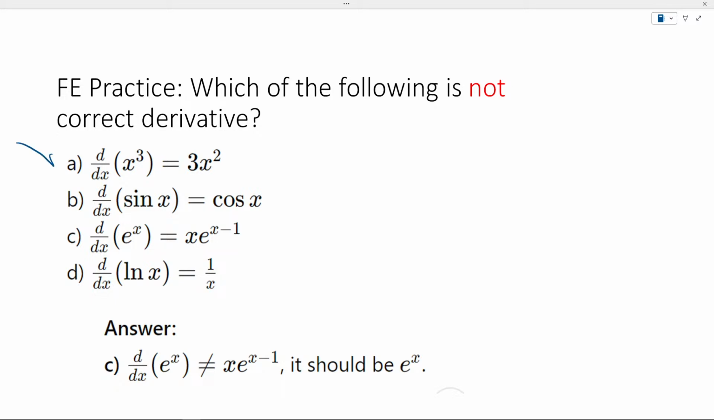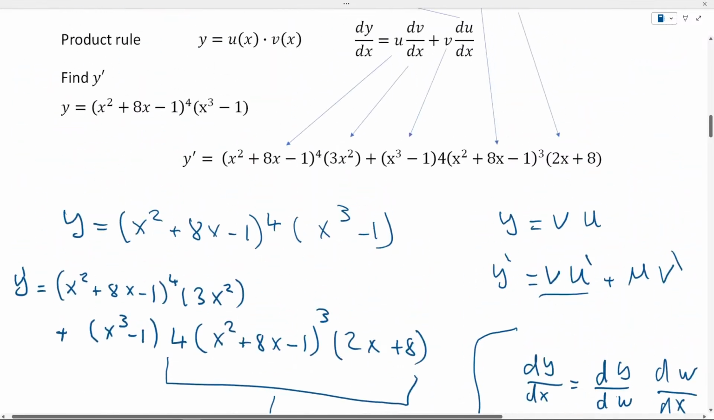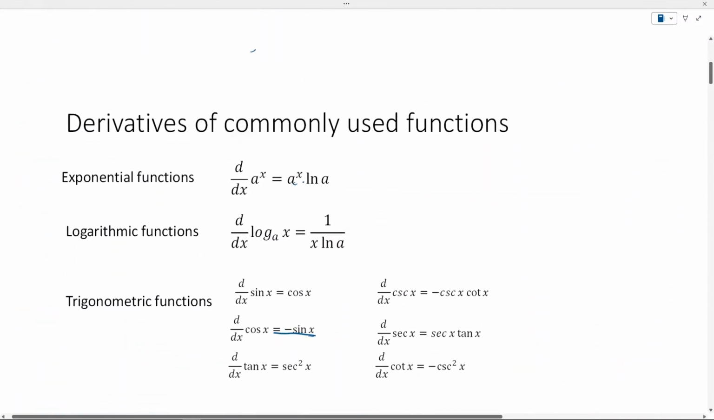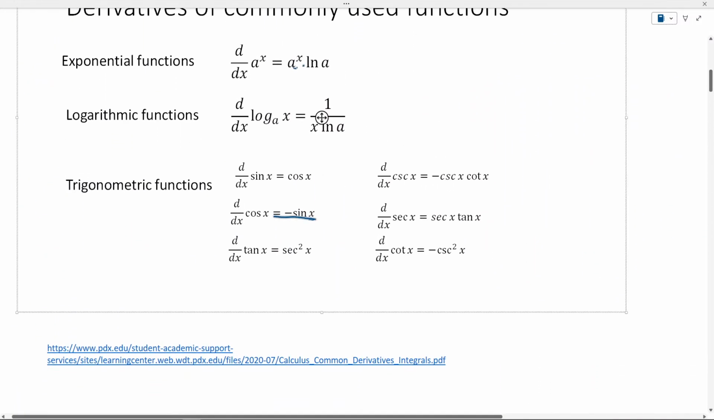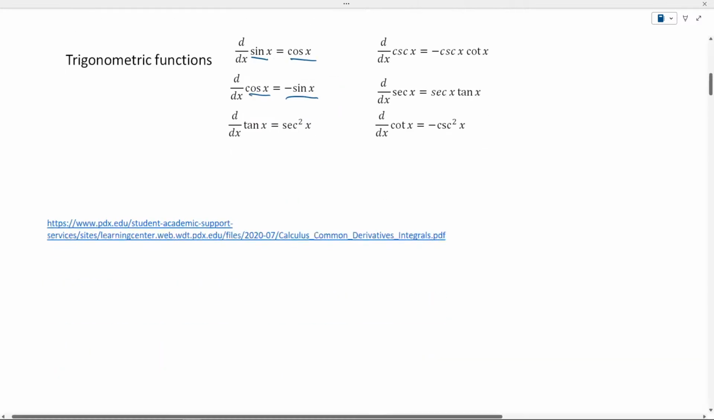So this guy is correct. Sine x, this is like cosine x. How would you know this? You can check it in the table. If you check it in the table, it will tell you that sine x will give you cosine x, and cosine x will give you negative sine x. So maybe you can remember something that looks like this.